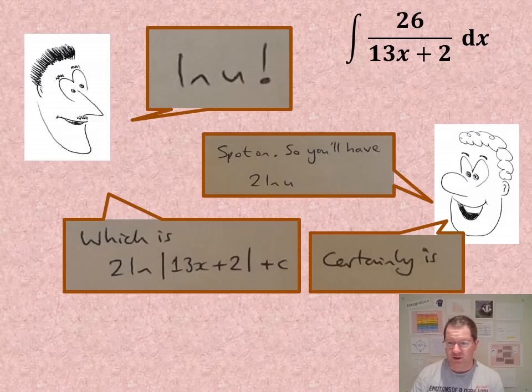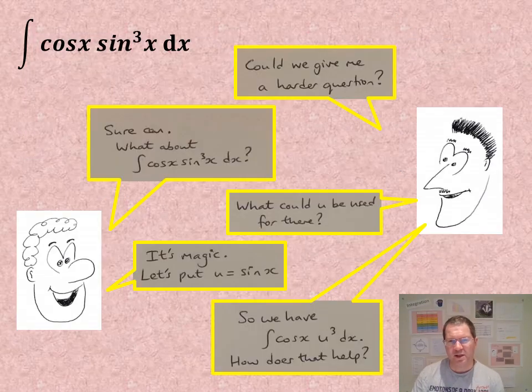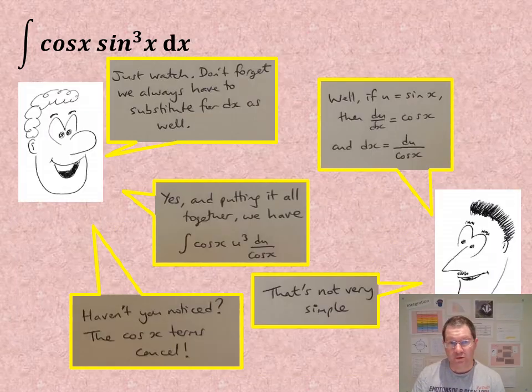Spot on. So you'll have 2 ln u, which is 2 ln of the modulus of 13x + 2, plus c. Certainly is. Could you give me a harder question? Sure can. What about the integral of cos x sine cubed x dx? What could u be used for there? Well, it's magic. Let's put u = sine x. So we have the integral of cos x u cubed dx. How does that help? Just watch.